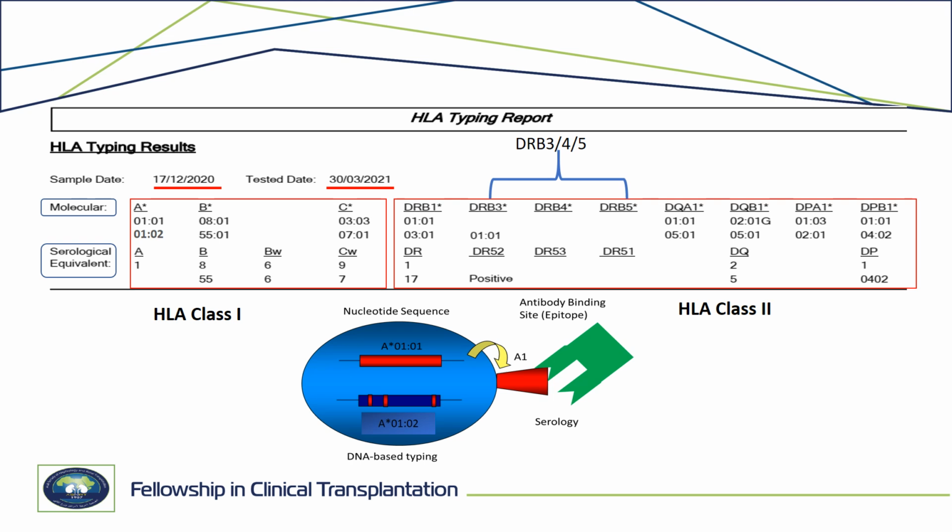This is what we call a high resolution typing. If you only see one field, like for instance A01 only, or B08 or B55, this is what we call low resolution typing. This is the DQ, which consists of the DQ alpha and the DQ beta, and this is the DP, which consists of the DP alpha and DP beta. If you remember from my earlier slide, we don't type for the DR alpha because it's monomorphic. All the individuals share the same DR alpha, but we only do typing for the DQ alpha and the DP alpha.